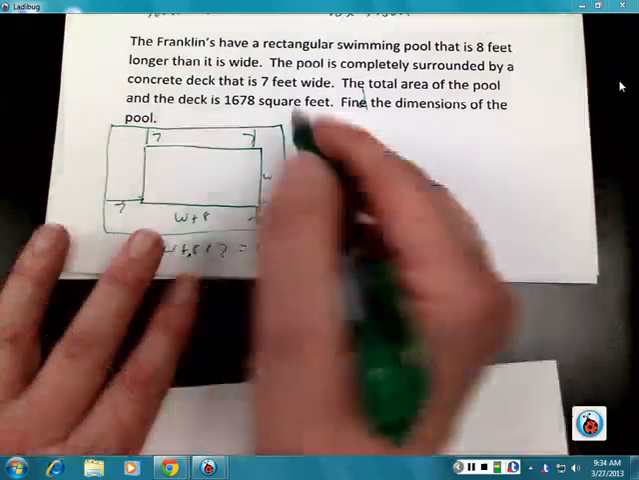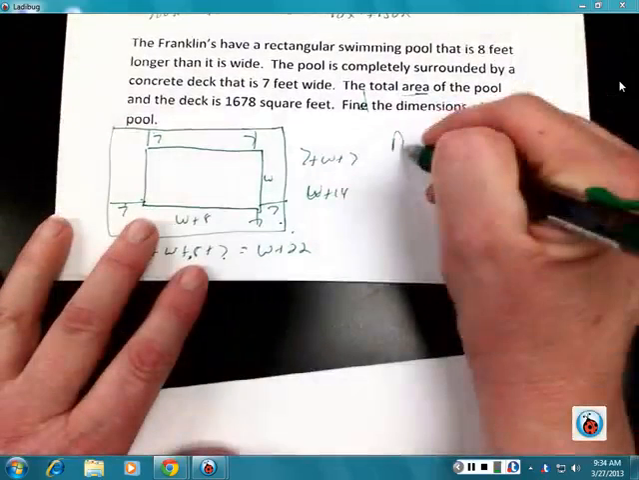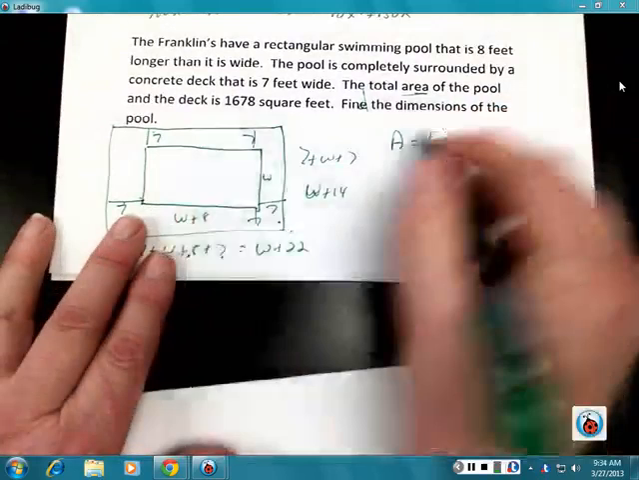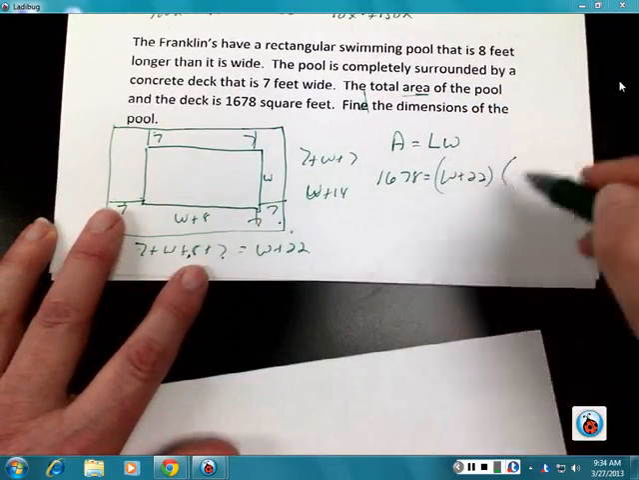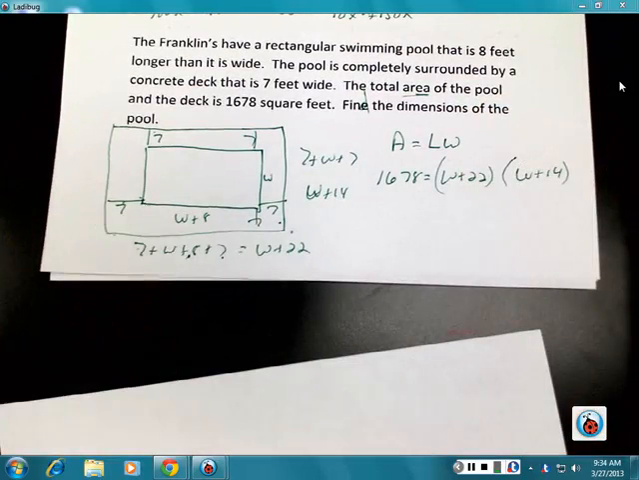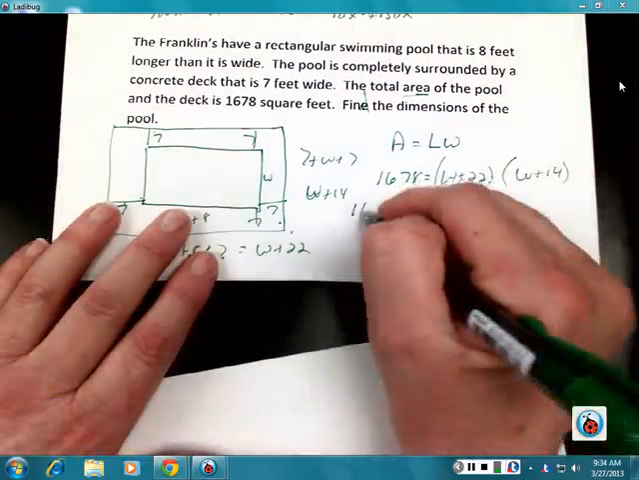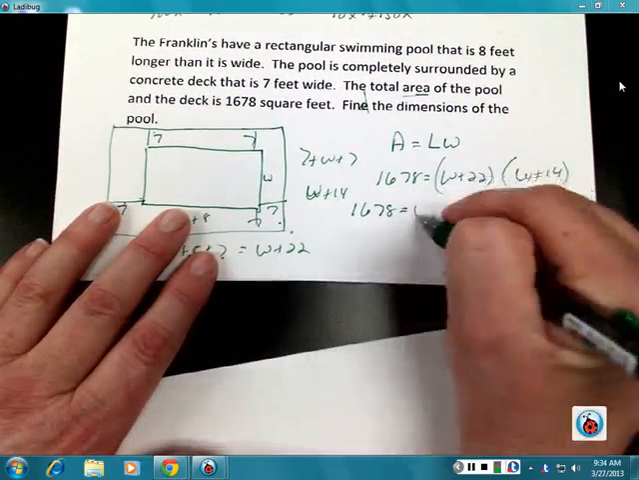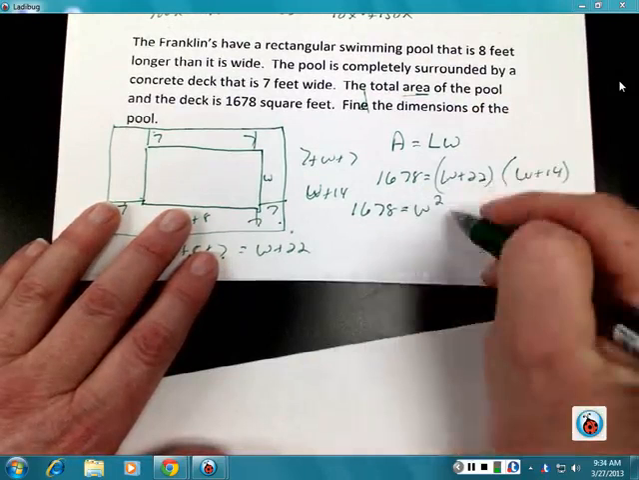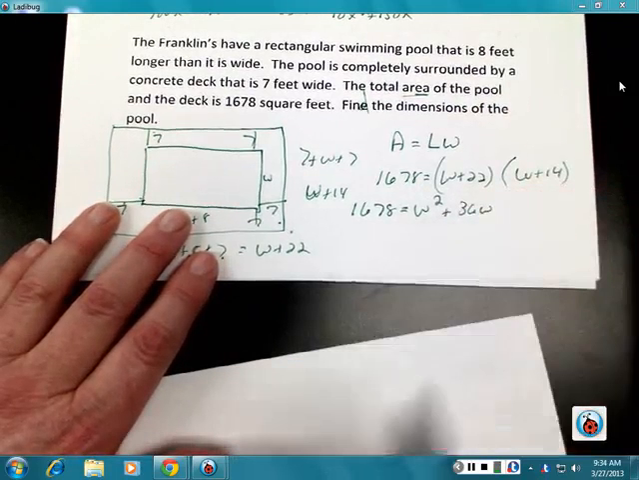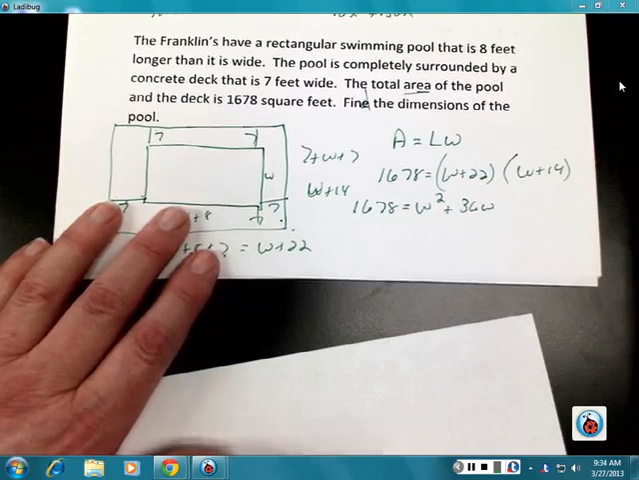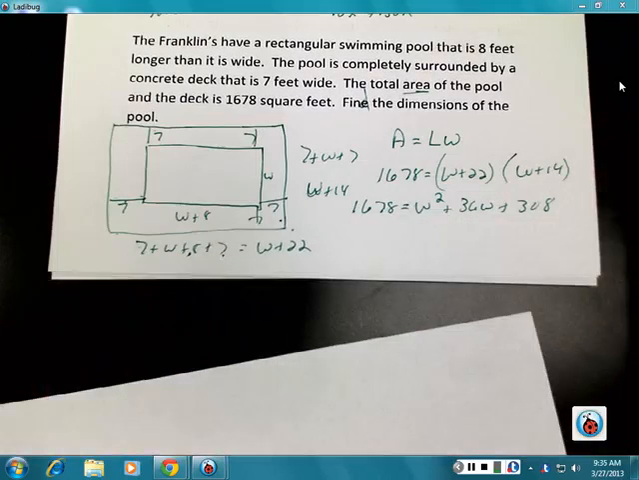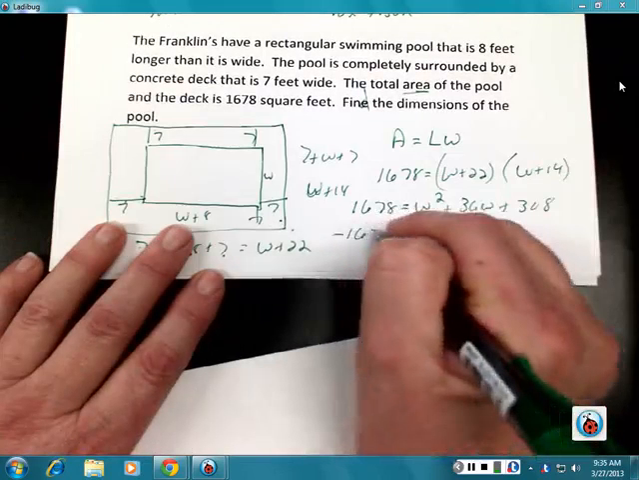Then, because I'm dealing with area, what's the formula for area? Area equals length times width. So the area is 1678 equal to W plus 22 times W plus 14. Then you would come up with your quadratic equation out of that. W times W is W squared. 14W and 22W is 36W. 22 times 14 is 308, yep. And to get it set equal to 0, I'm going to subtract 1678 from both sides.